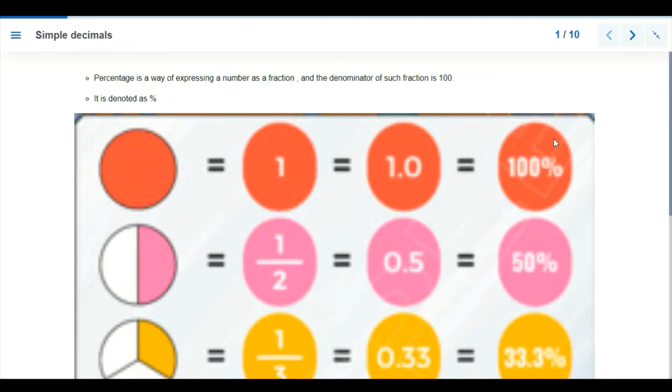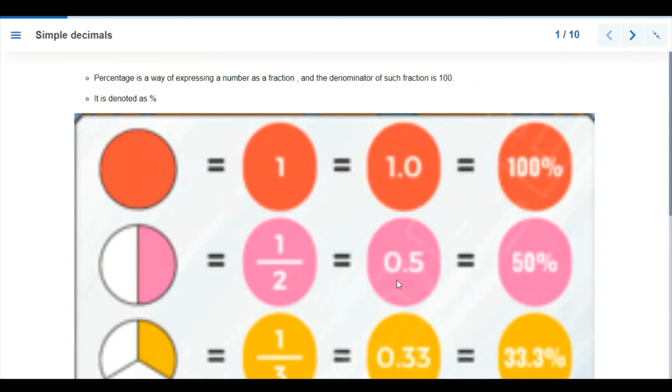Now percentage is a way of expressing a number as a fraction, and the denominator of such a number is 100. It is denoted with this, which is percent. So this is the sign for percentage. If you look at this, this is a fraction. By the time you change this to a decimal point, this will give us the percentage.